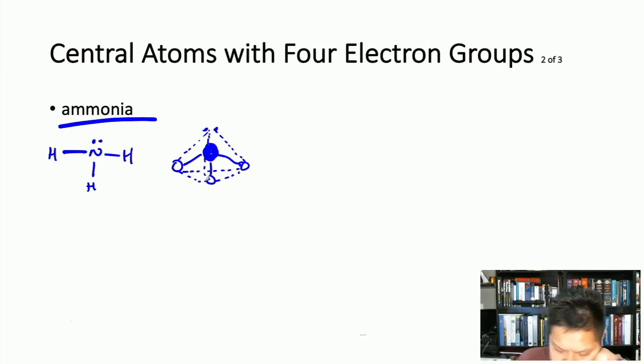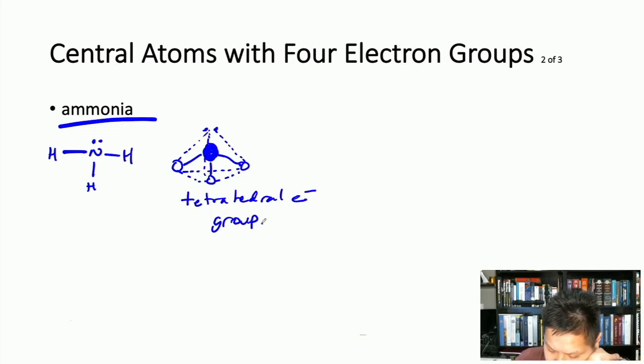So again, that looks just like the one for methane, right? So that is actually a tetrahedral electron group. Right? And again, very important to note that this angle right here is 109 degrees. Okay? Very important to note.